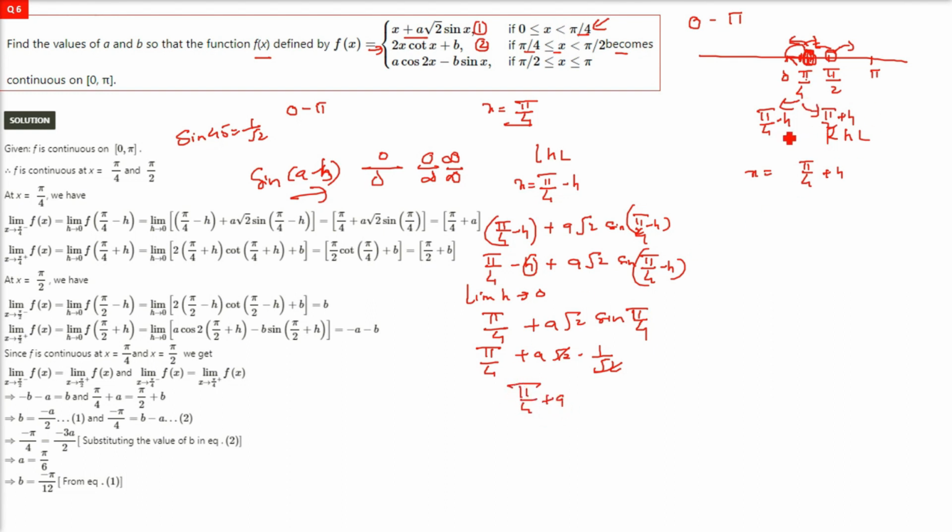Now for the right hand limit: on the left hand side you have done pi by 4 minus h. On the right hand limit, you have to add some very minute value, which is h. H tends to 0.